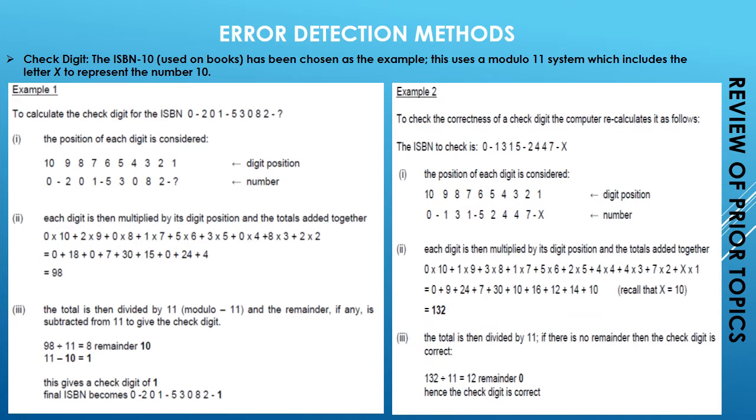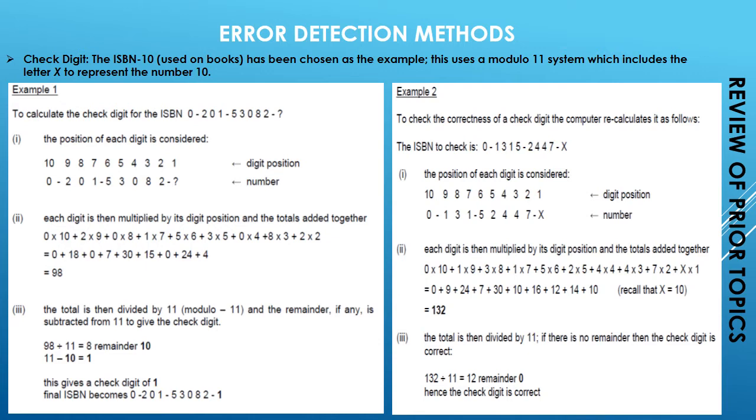To check the correctness of a check digit, the computer recalculates it in the following way. Here we have another example. Again, we have taken an ISBN number. The number is 0131524447, and X is mentioned here instead of the check digit. In the question, it is mentioned that X represents the number 10.